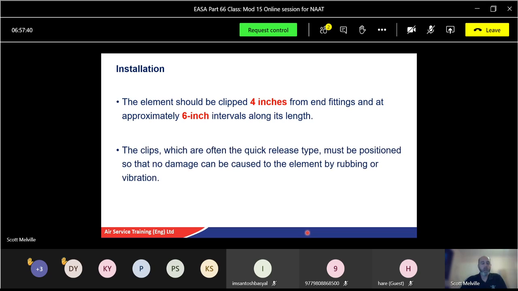Clips, which are often the quick release, the 90 degrees camel tie, must be positioned so that no damage can be caused to the element by rubbing or vibration. Excuse me.